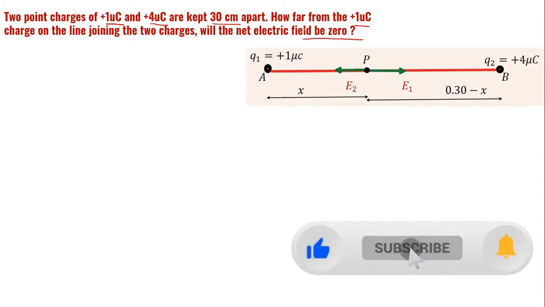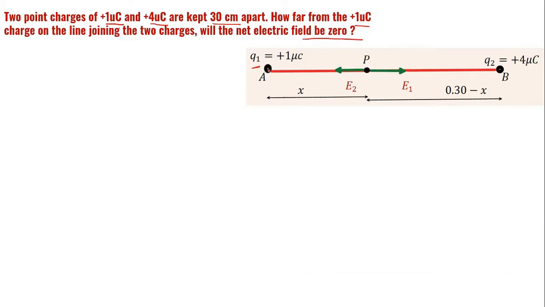How to depict the given situation in the form of a figure? Let's see, we have placed the one charge Q1, which is +1 microcoulomb, at the point A, the other charge Q2 at the point B. These A and B are separated at a distance of 30 centimeter. Now let us suppose P is the point where the net electric field is 0.